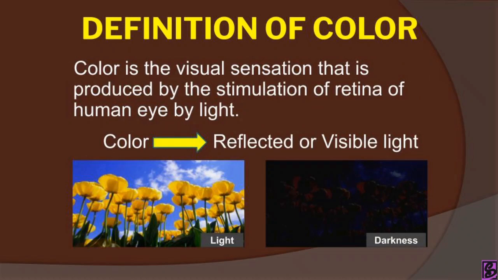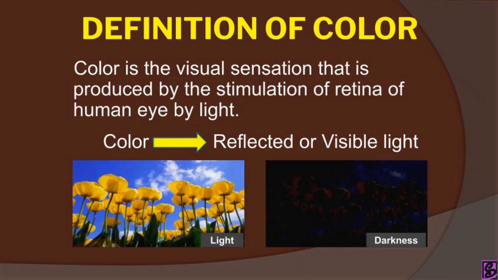But now, what exactly is color? We can define color as the visual sensation that is produced by the stimulation of the retina of the human eye by light. Color is the element of design that refers to visible or reflected light, because color appears only when the light reflects. Here we can clearly see that in darkness we are not able to see any color.